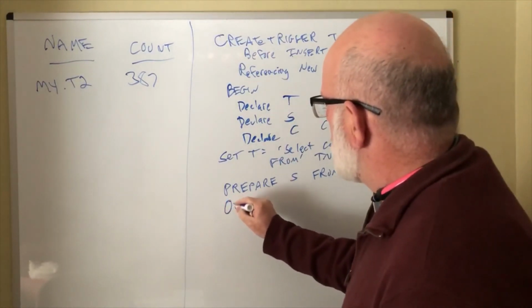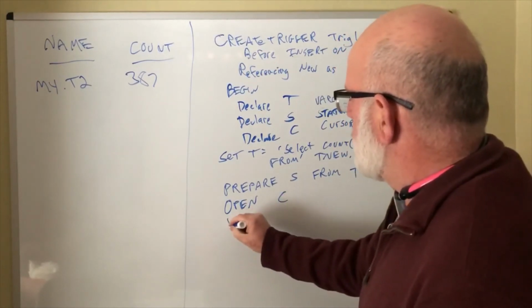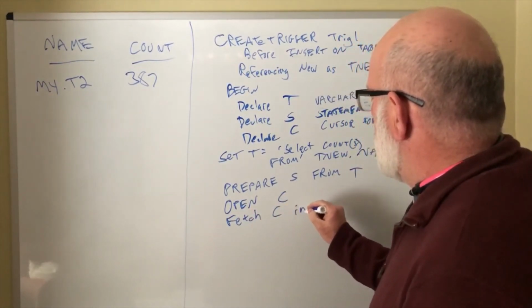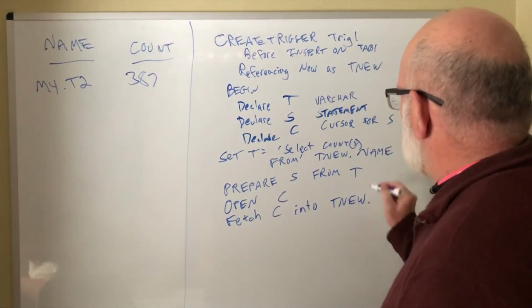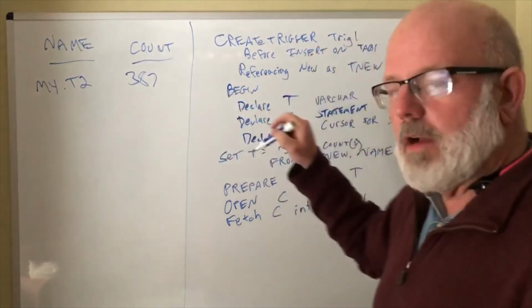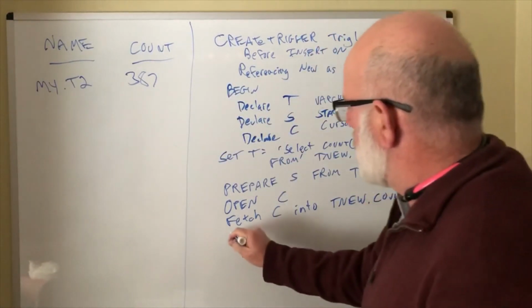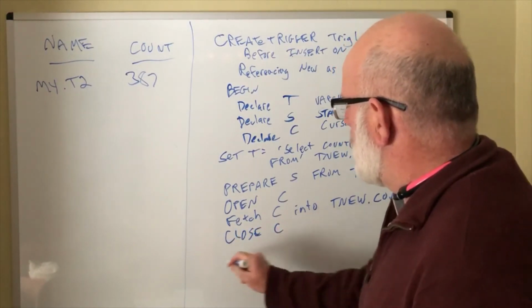Then we can open the cursor, open C. We fetch it into TNEW.COUNT. We close the cursor, and we're done.